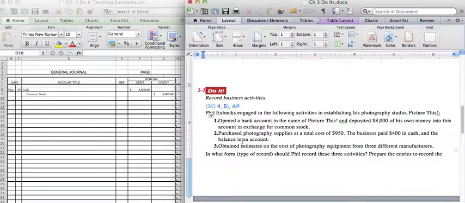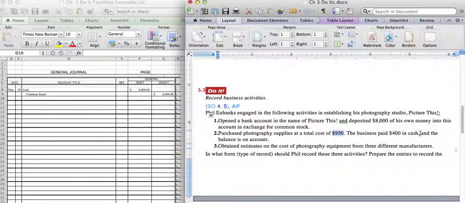Transaction number 2. It says purchase photography supplies at a total cost of $950. The business paid $400 in cash, and the balance is on account. So this transaction is a little bit different in the fact that we're going to have two credits, but we will always make sure our debits equal credits. Supplies is an asset account. Assets are going to be increased on the debit side, so supplies is going to be debited for the $950.